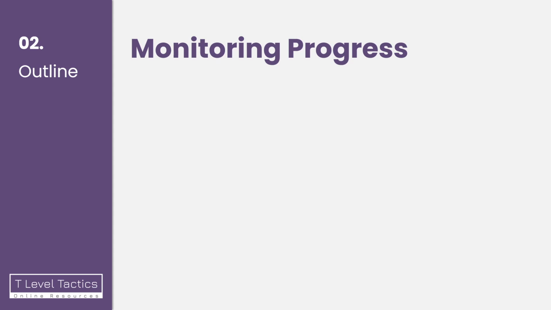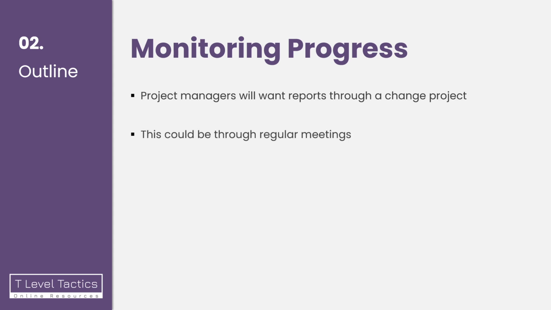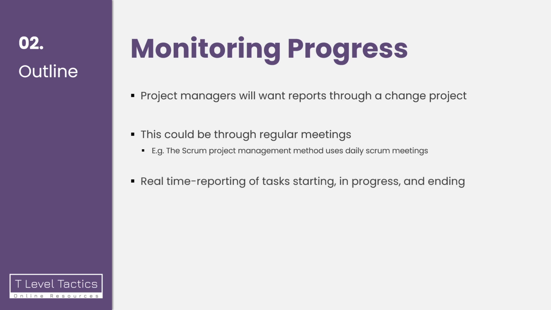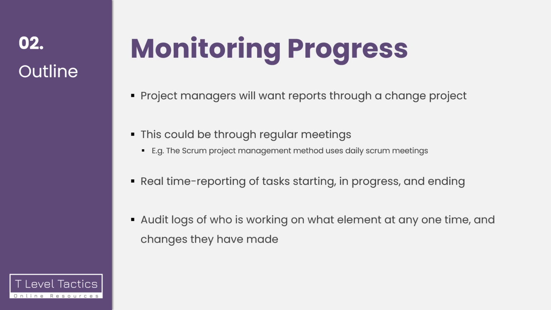So monitoring progress is essentially project managers who are going to want reports through a change project. They could want regular meetings. And a good example of this is through Scrum project management, which uses daily Scrum meetings, short meetings, to get updates on progress and potential obstacles in the way of the project. It could be real-time reporting of tasks starting, in progress, or ending at any given time. And audit logs of who's working on what element at any one time and changes they've made.